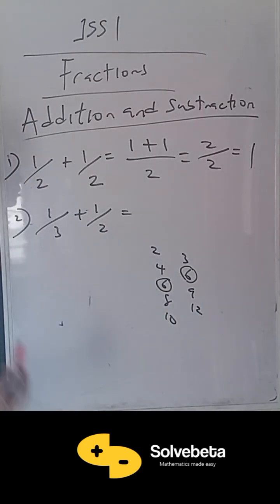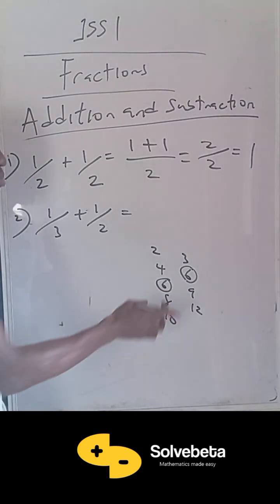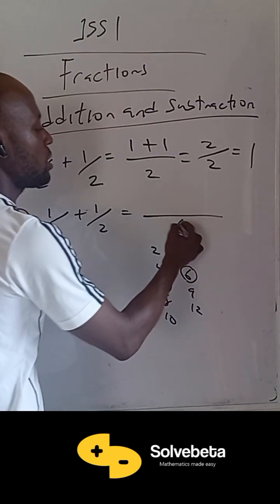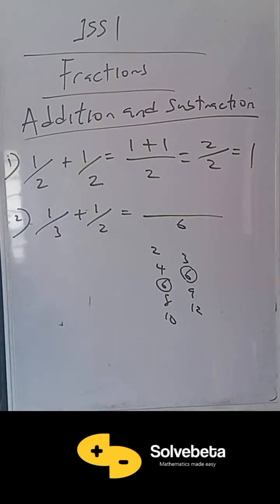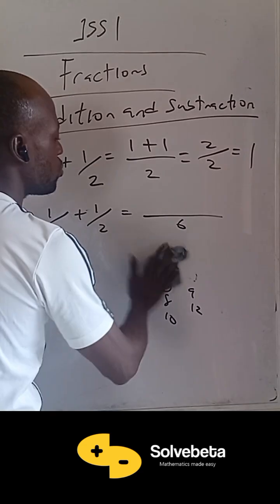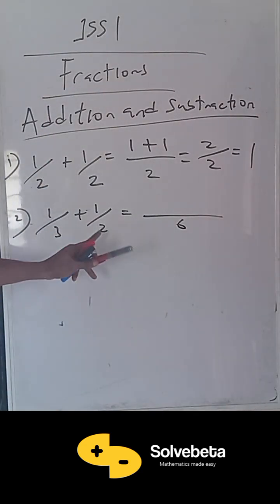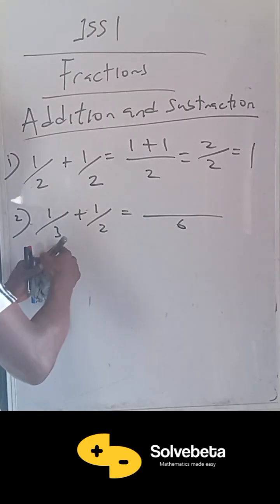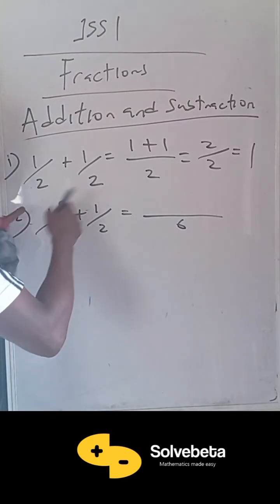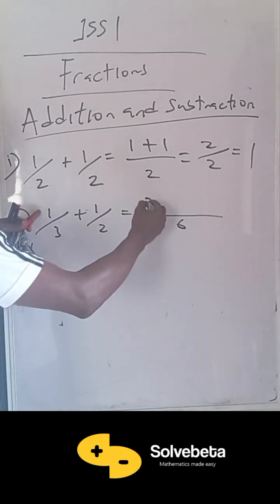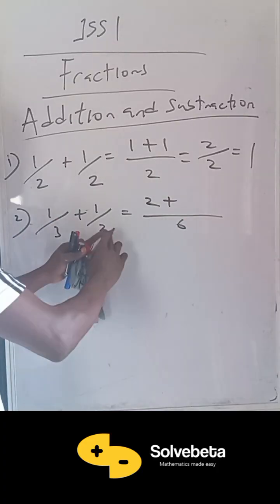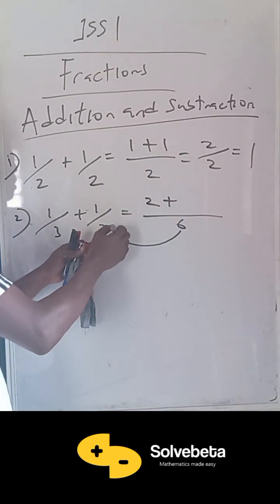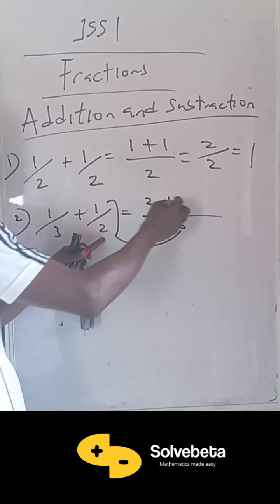So the LCM is what? 6. There are other common multiples, but the least of them is 6, which is the first common multiple. So 6 is the least common multiple of 2 and 3. That's the LCM. The LCM of 3 and 2 is what? 6. So you say 6 divided by this 3 is what? 2. 2 times 1 is what? 2. Plus 6 divided by 2. 6 divided by 2 is what? 3. 3 times 1 is what? 3.